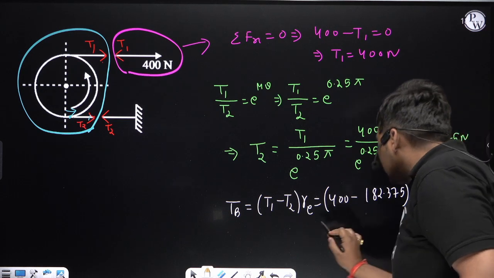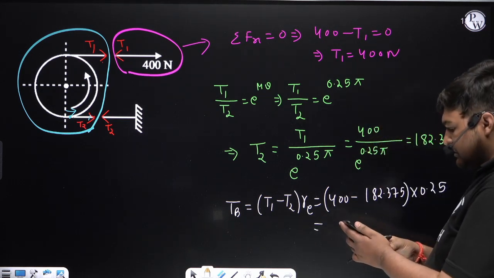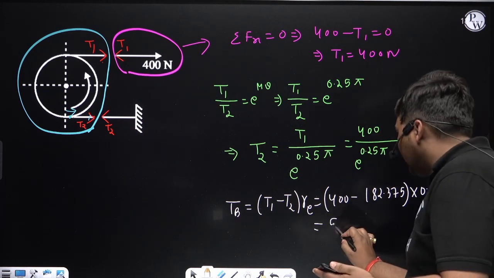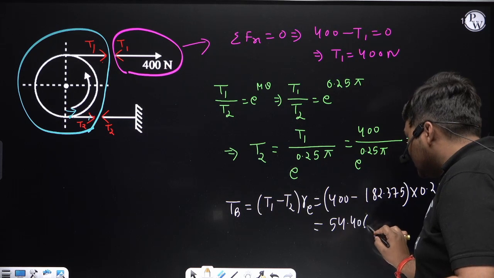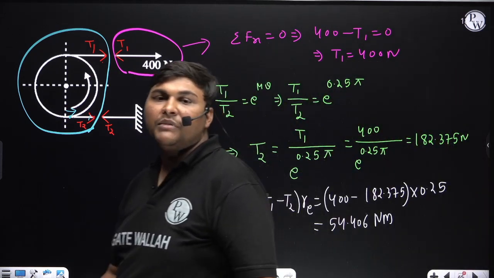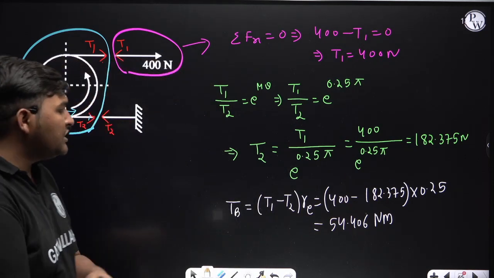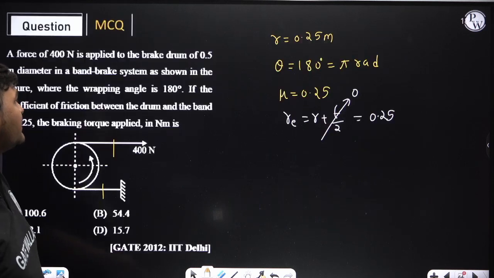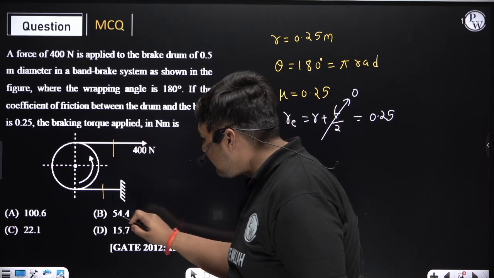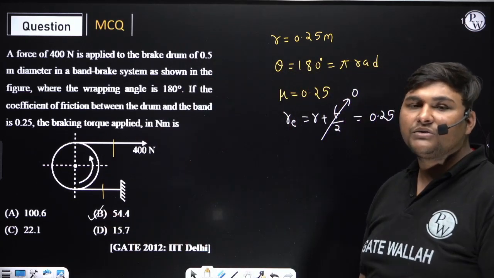So from this equation we can find braking torque, and how much is it coming? It is coming 54.406, and since we have used SI units, braking torque will be in Newton meter. So for this question, the value of braking torque is 54.4 Newton meter. Which option is correct? Option B. So for this question, the correct answer is option B.